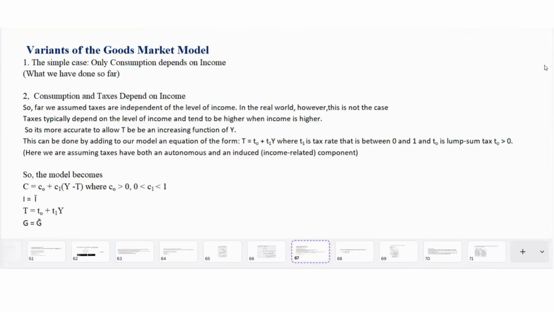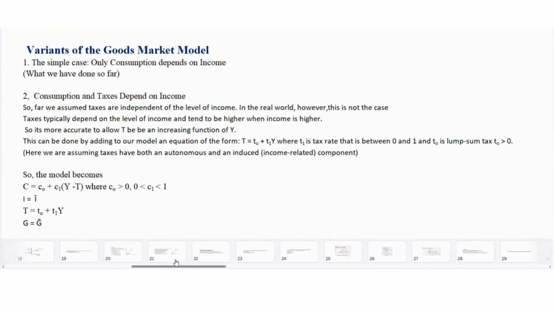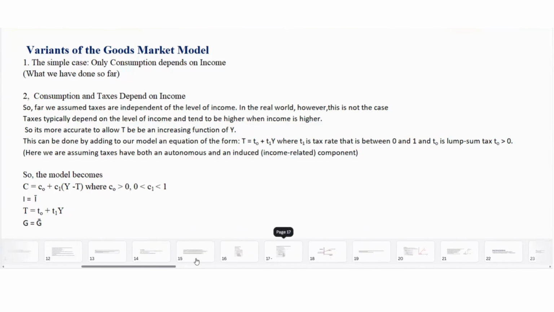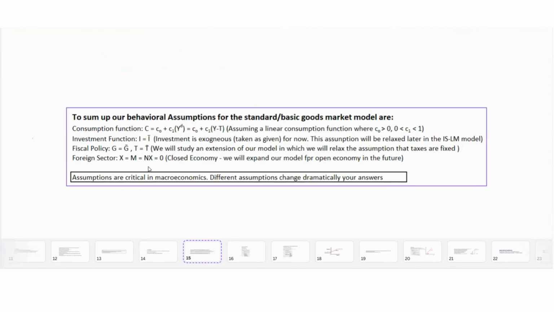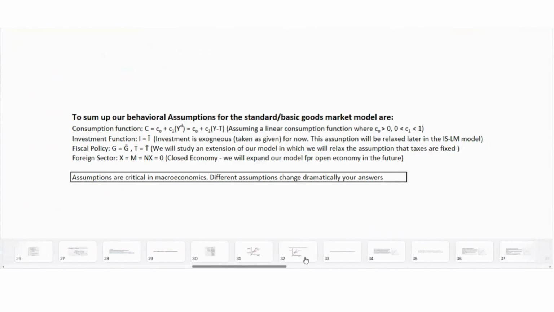We now want to look at some variants of the goods market model. So far, we looked at a simple case in which only consumption depends upon income. So we looked at our standard or basic goods market model, where consumption was a linear function of disposable income, investment, government spending, and taxes are exogenously given, and we have a closed economy. So far, we've only looked at the case in which only C is a function of Y.